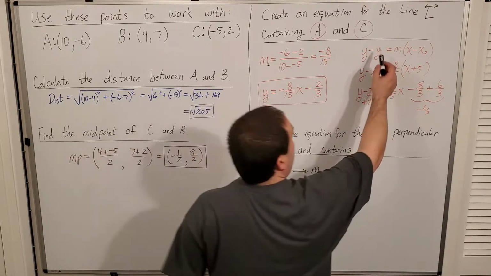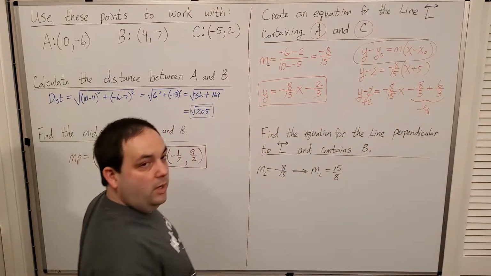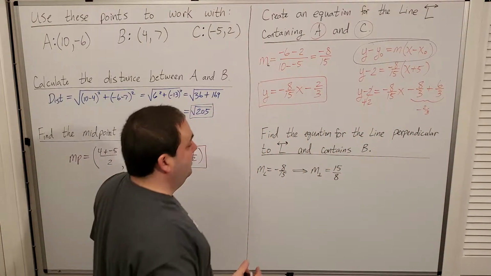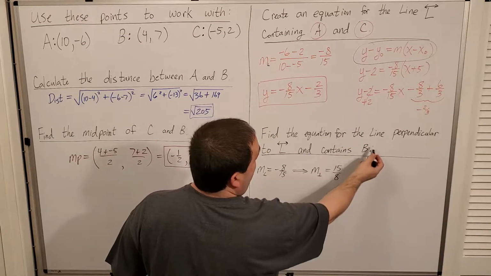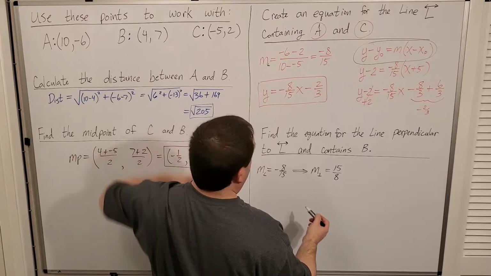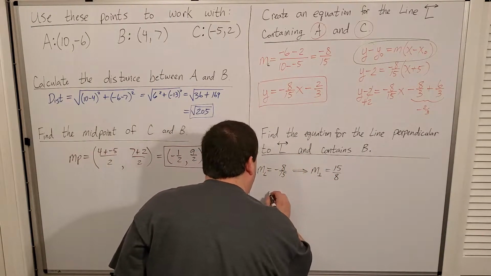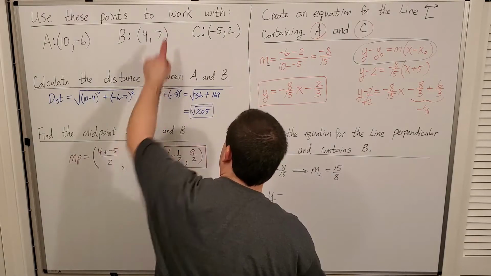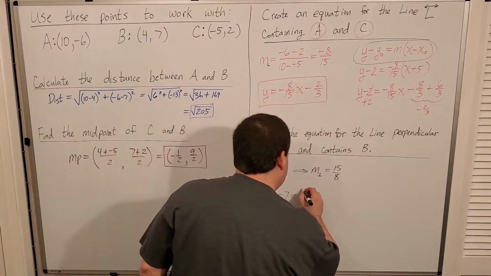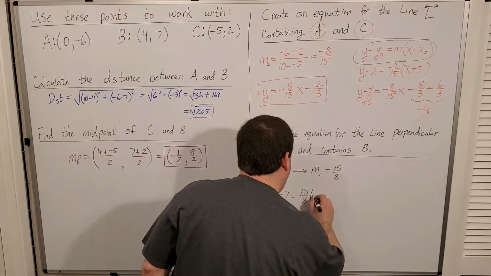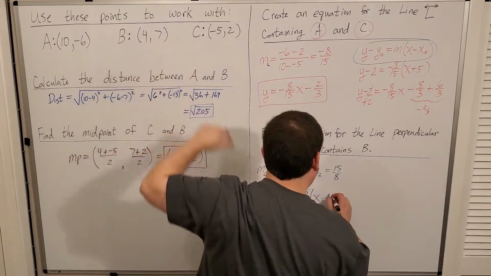And yet again, I will be using point-slope form because that's the quickest way to create the equation of a line, especially given a point and a slope, right? I have point B and I've got this slope. Okay, so I've got y minus 7 is equal to 15/8 times x minus 4.